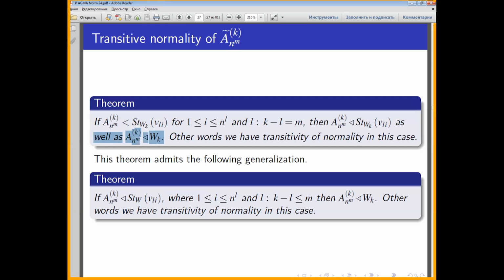Otherwise, we have transitivity of normality. We know that this stabilizer is normal, and A, K, and M is normal in this case too.